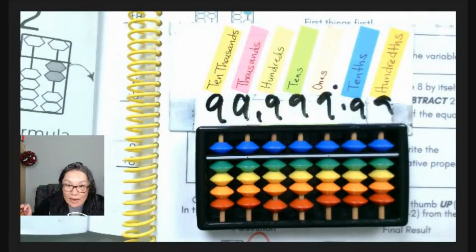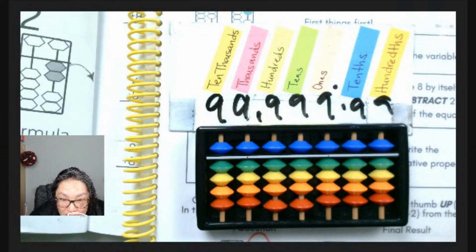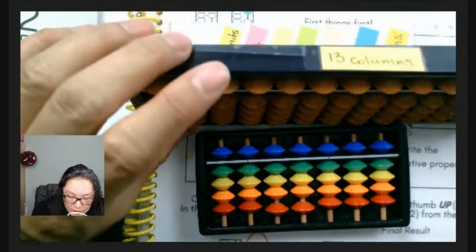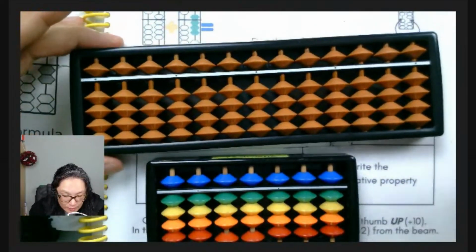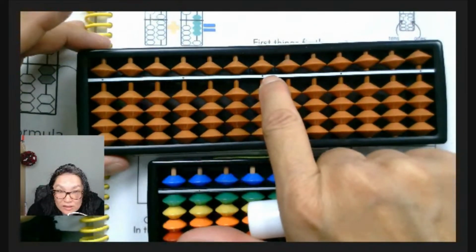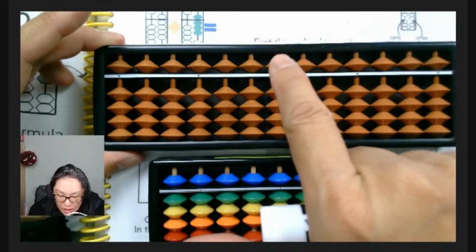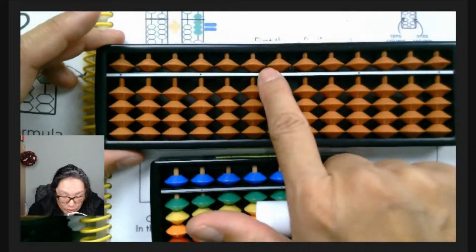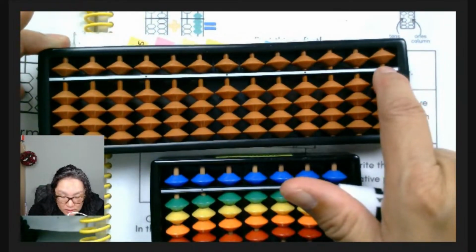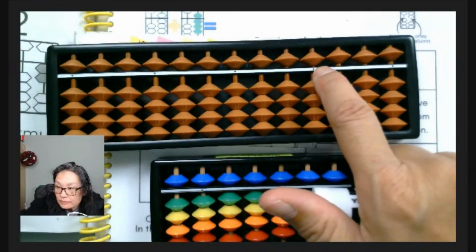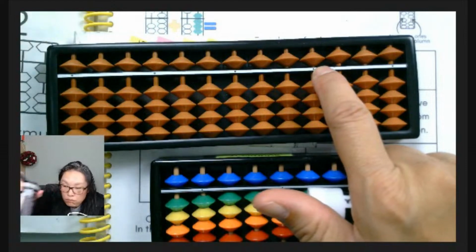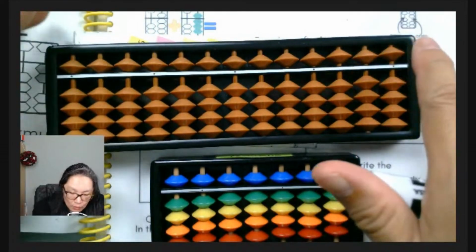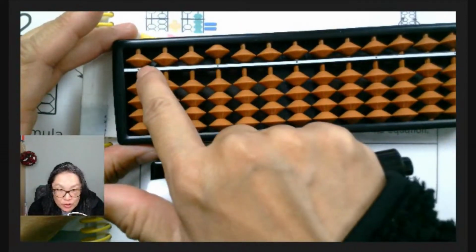If you wanted a bigger abacus, because size matters, where are we? Here. This one is a 13 column abacus. It's the same concept. If I choose this to be the ones, there's a dot there. Ones, thousands, millions. Or I could choose this one to be my ones. Ones, thousands, millions, billions, trillions.